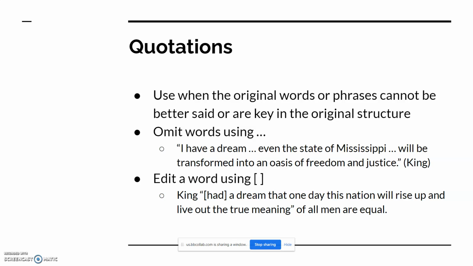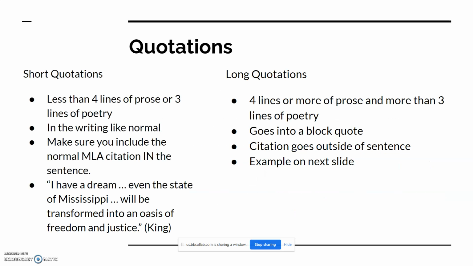those kinds of things. If you're doing a short quotation, that means it's less than 4 lines of prose, so anything that's not poetry, or it's 3 lines of poetry or less, then we do it normal, just as part of the sentence as it goes. I have my MLA citation in the actual sentence before the period. And yes, I realize I accidentally put my period early, so I would actually need to move it to after King, but it would just look like this.